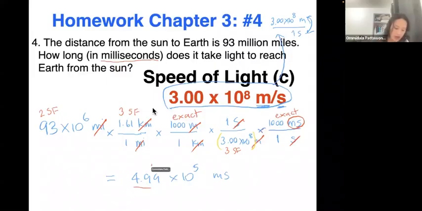Okay, so if you cut right here, right, so 9, you are going to round it up. So therefore, the final answer would be 5.0 times 10 to the 5th milliseconds. Okay, so that would be your final answer with the correct sig figs and unit.